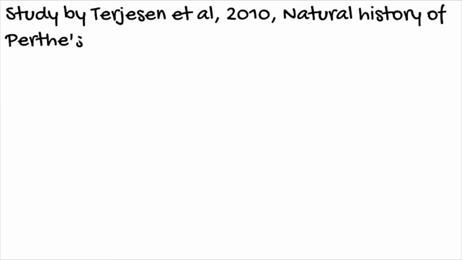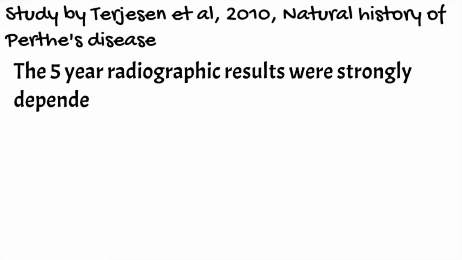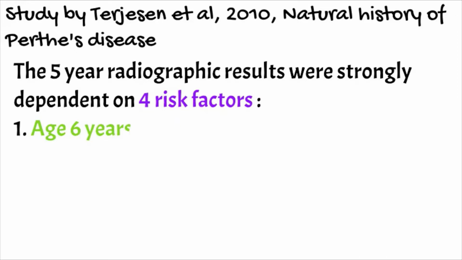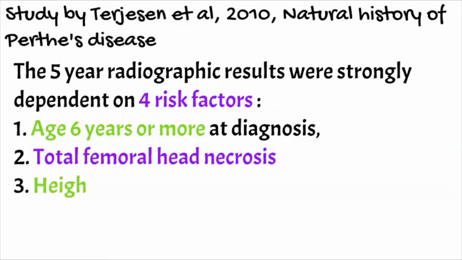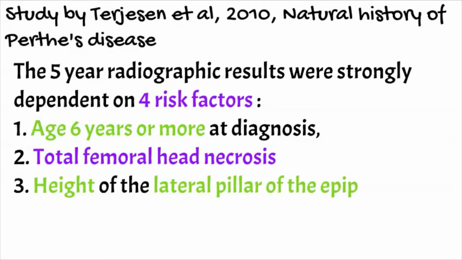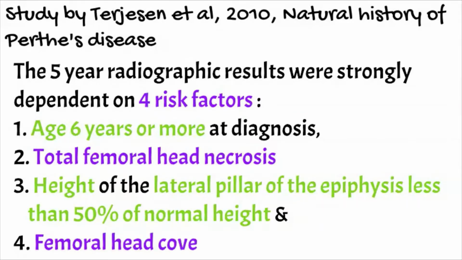Study by Herring et al., 2010, for the natural history of Perthes disease. The 5-year radiographic results were strongly dependent on 4 risk factors: 1. Age 6 years or more at diagnosis. 2. Total femoral head necrosis. 3. Height of the lateral pillar of the epiphysis less than 50% of normal height. And 4. Femoral head cover less than 80%.